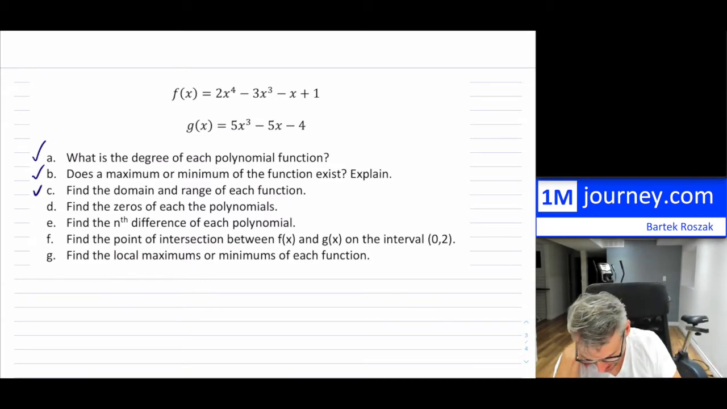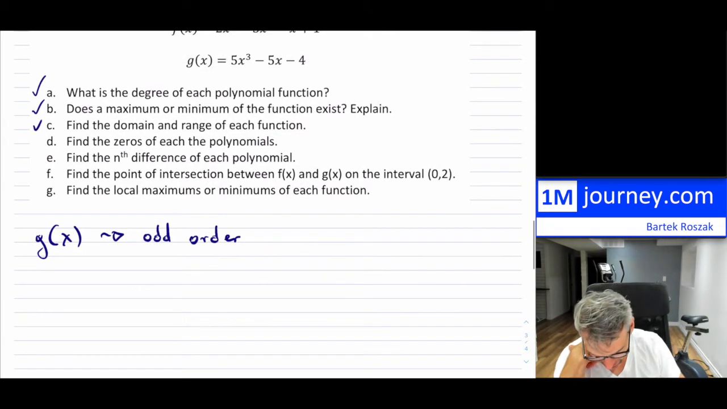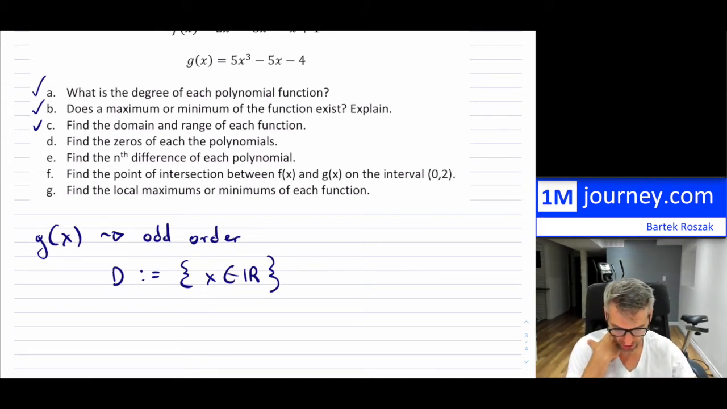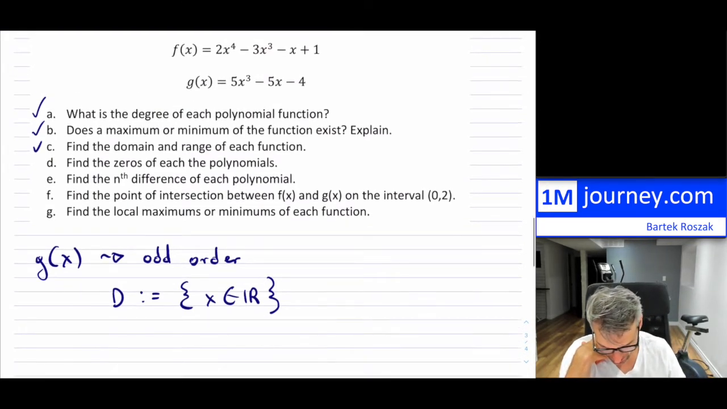So g of x is kind of simple. Because g of x is of odd order, and there are no restrictions at all, then it's pretty easy. So the domain, I'll write D for the domain, would be all of x, the entire real numbers. So x belongs to the real numbers because there are no restrictions at all, so nothing happens there. So that's great.